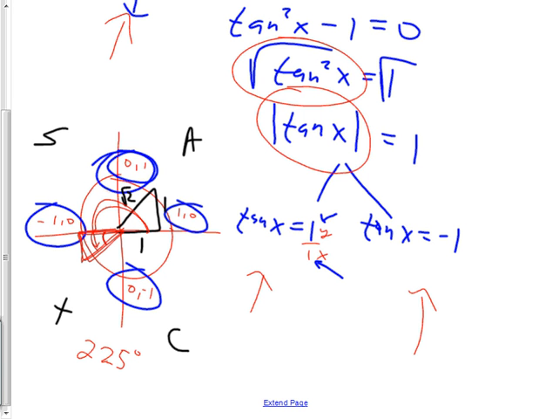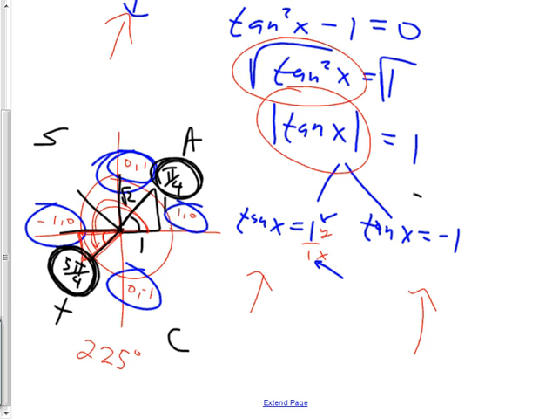Or you can think in radians and say, these are pi over 4s. That's 1 pi over 4, 2 pi over 4, 3 pi over 4, 4 pi over 4, and 5 pi over 4. So that spot right there is 5 pi over 4. There's one of my answers. This one was pi over 4. That's my other answer. 1, 2 answers.